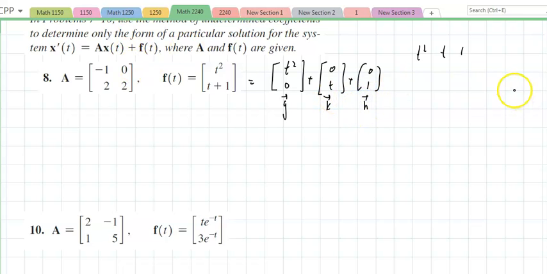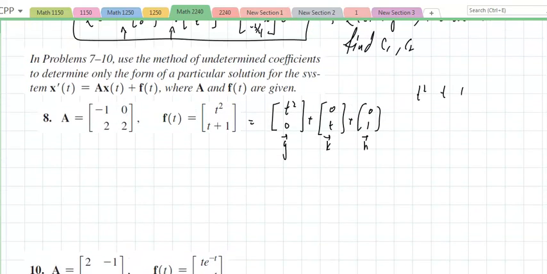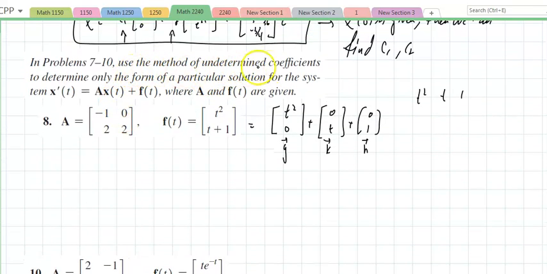And here, again, what they want is only the form of the general. Use the method of undetermined coefficients to determine only the form of the particular solution. Only the particular, though. X prime is going to equal AX plus the particular part, which is going to be what? So this is GT squared plus KT plus H.